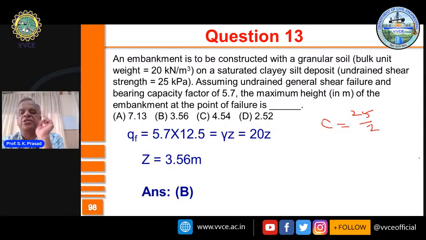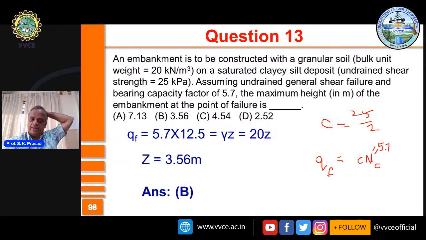Assuming undrained general shear failure, and bearing capacity factor 5.7, find the maximum height. Okay, qf is equal to, in this case, it is an embankment, therefore it is like a strip footing, simply C into Nc. Nc is given as 5.7. C is equal to 25 by 2. Therefore, 12.5 into 5.7, and that is the bearing capacity. Okay, that's the bearing capacity of soil.